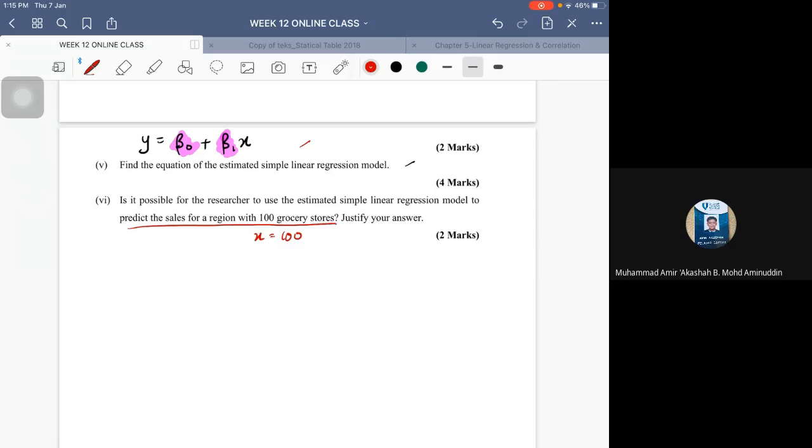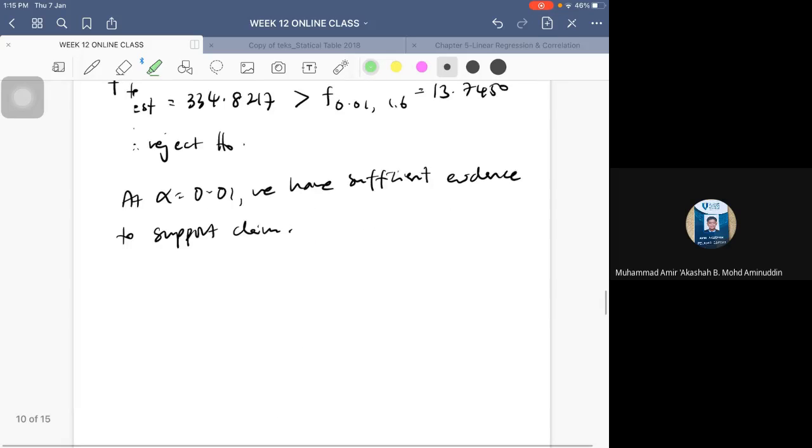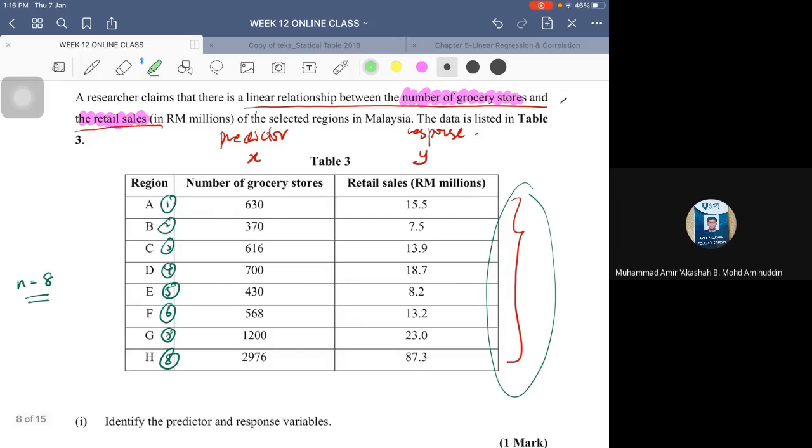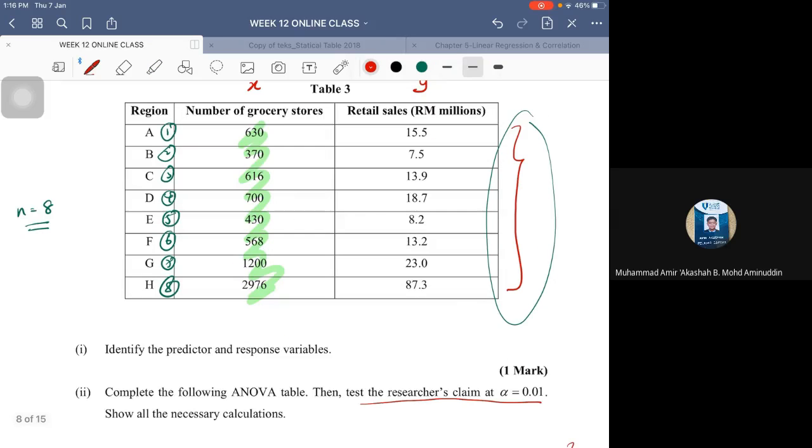But for this particular question, it asks, if x equal 100, can we use the model? So how do we decide? What you have to do is refer back to the range of x in our sample. So this is our sample, and x is going to be this value right here. What is our smallest x value? The smallest x value is 370. And the highest x value is 2976.